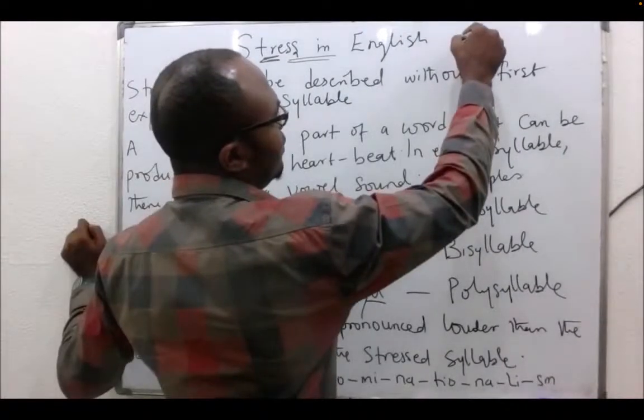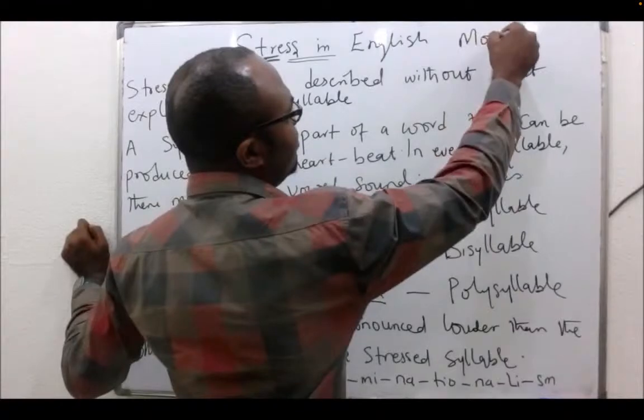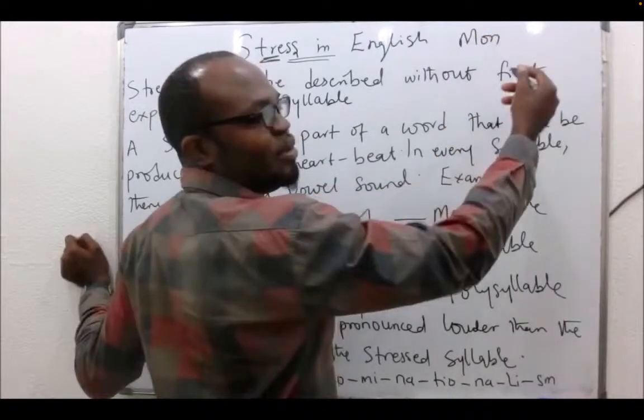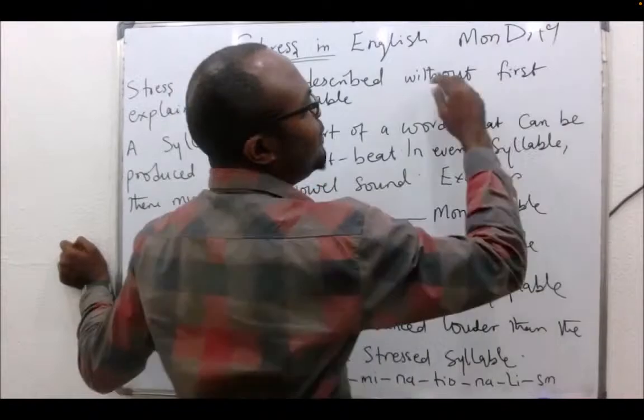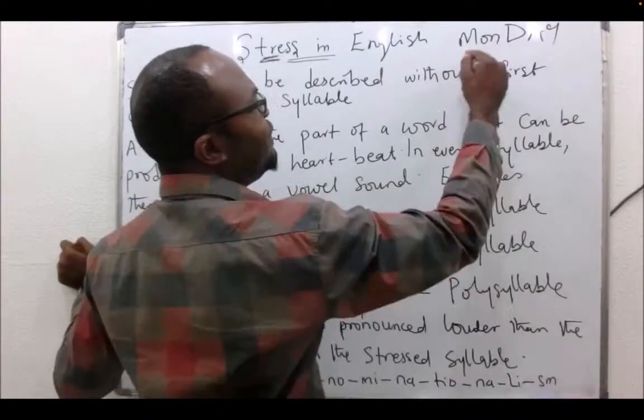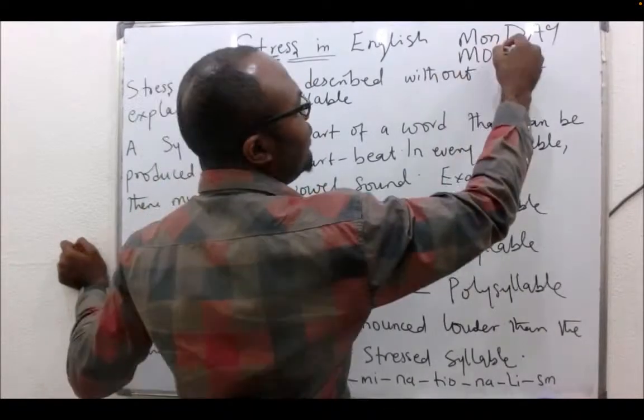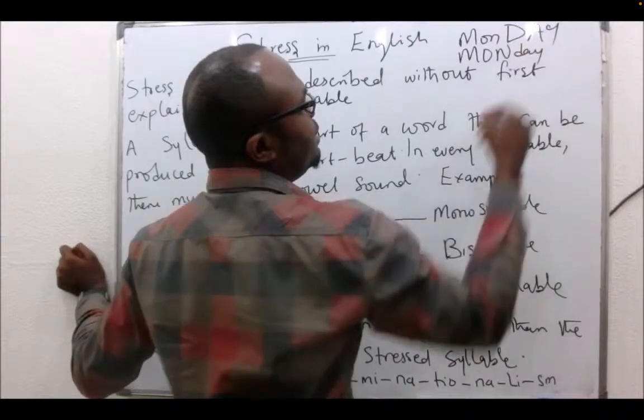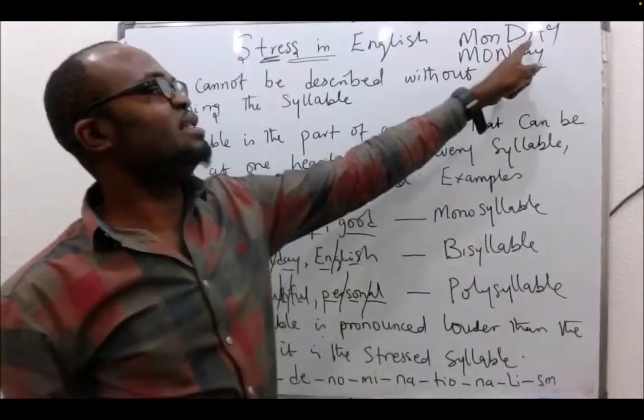We are going to have something like this, mon. If the second syllable is where the stress is, it's going to be written in capital letters. So you have something like this, monDAY. If it is in the first syllable, we now have it like this, MONday. So how you know the stressed syllable is the one with the capital letters.